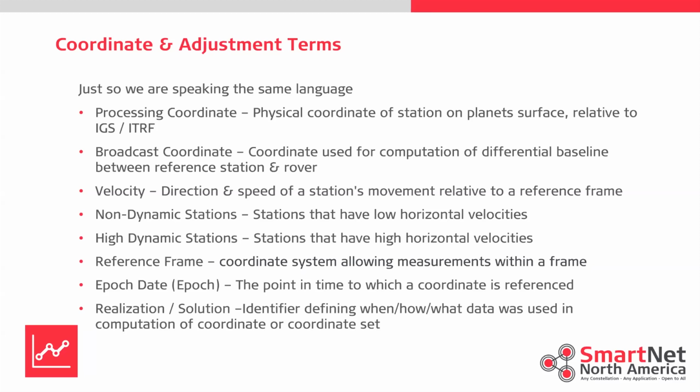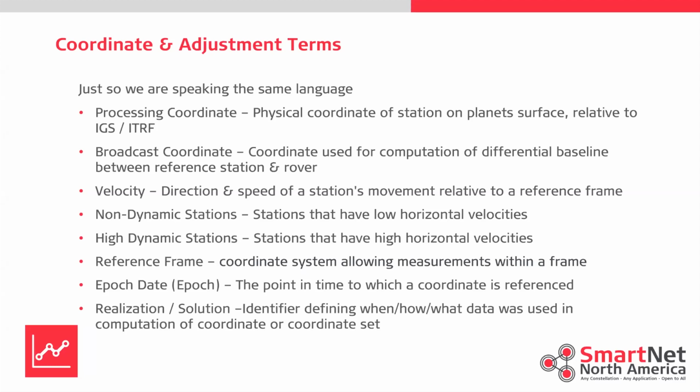So processing coordinates. You'll hear me say processing or physical coordinates. These are the physical coordinates of the station on the planet surface relative to, in this case, what we'll be moving to, the ITRF 2014 reference frame. And there's a reason that we have broadcast and physical. Physical is what we actually use to calculate the network corrections.